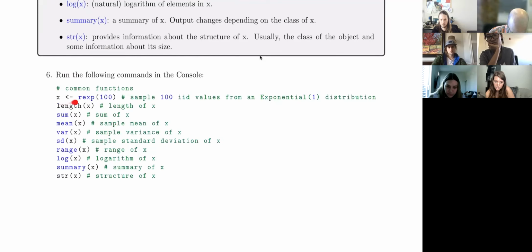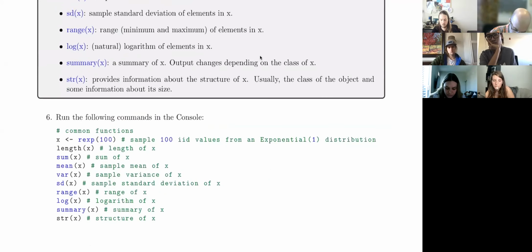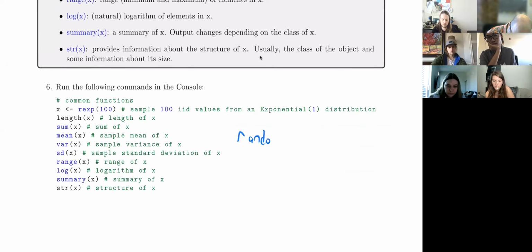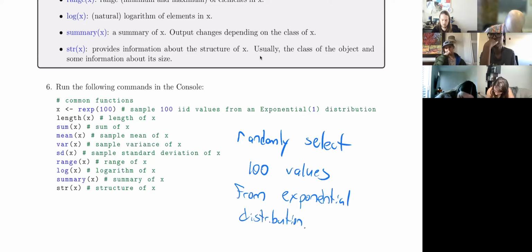But one new thing that we see over here is this rexp, and we'll get into distributions very next. But this R is telling us to randomly select, and 100 is telling us how many values, from an exponential distribution. In this case, it's assuming that the mean of that distribution is 1. If you had some other mean, then you would enter that after the 100.